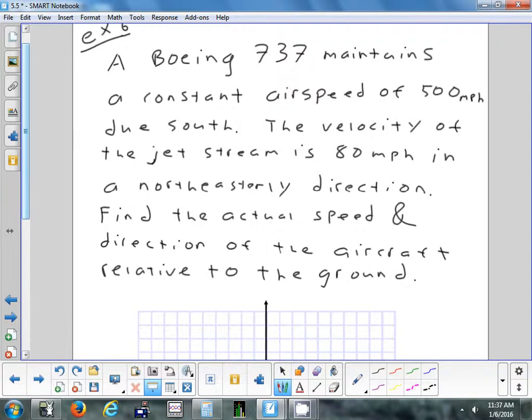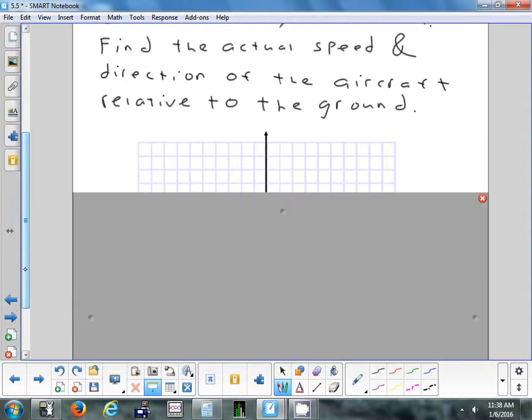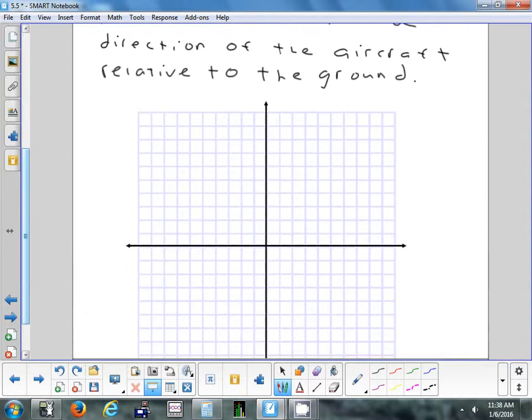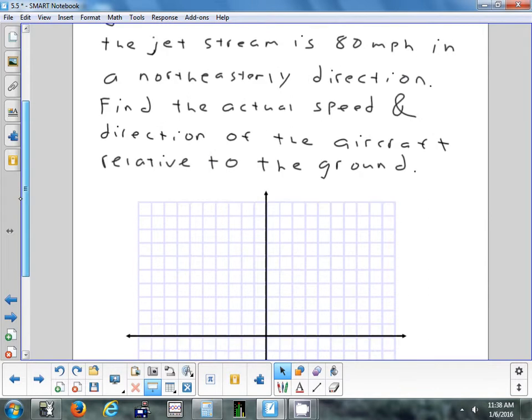All right, the first thing I'm going to do is draw, not exactly to scale, but I'm just going to try to get a picture of the plane, a vector for it, and then a vector for my jet stream. Okay, so the plane is flying 500 miles an hour south. Okay, does everybody have the word problem?